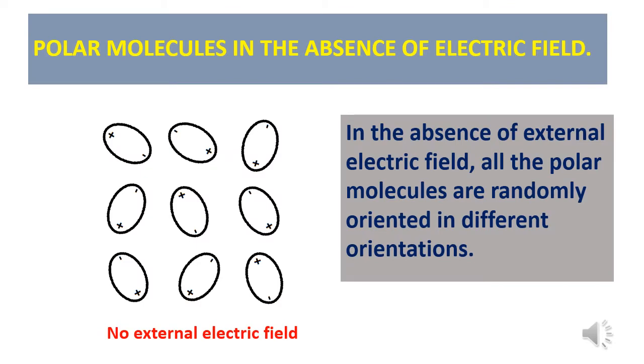Look at the diagram. Now we are going to see how polar molecules behave in the absence of an electric field. Each molecule, though they behave as dipoles, see the orientations. The orientations of different molecules are in different directions. That is the nature of polar molecules in the absence of an electric field.